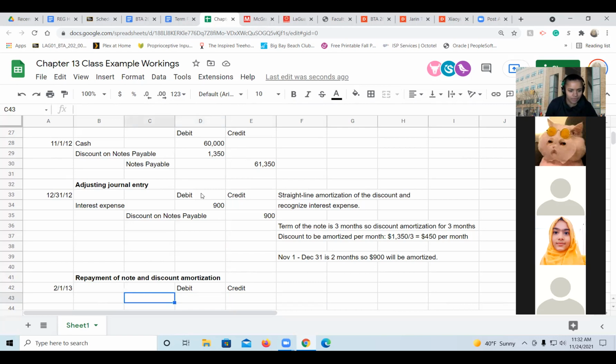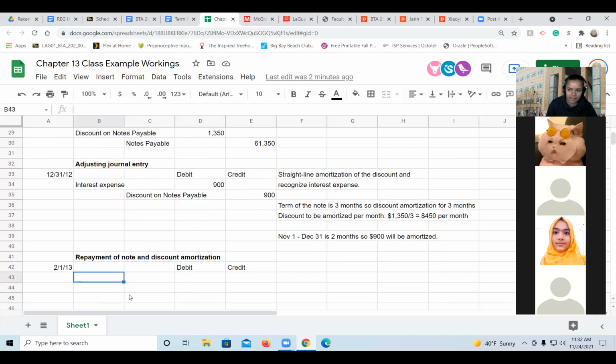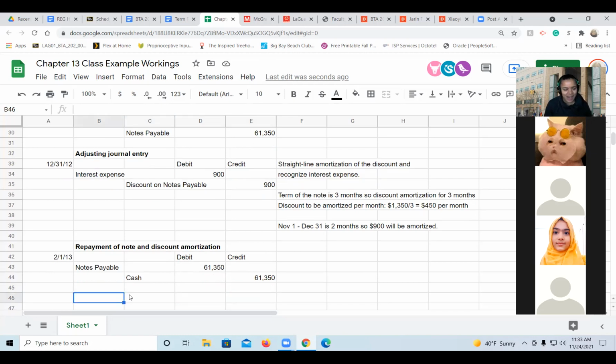No problem. All right. So when it comes to repaying the notes, remember you're going to debit the liability and credit cash. And then you also just want to recognize the remaining piece of the discount that has to be amortized, right? So you debit notes payable with the 61,350, which is what we actually borrowed. You're going to credit cash because now you're paying out the amount of the note plus this interest that is not interest, but it is actually interest, okay?